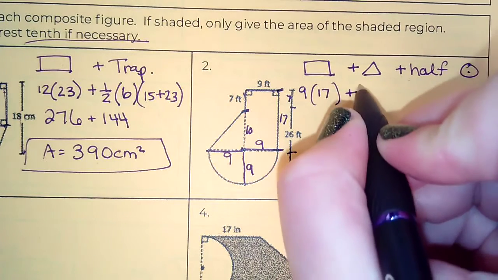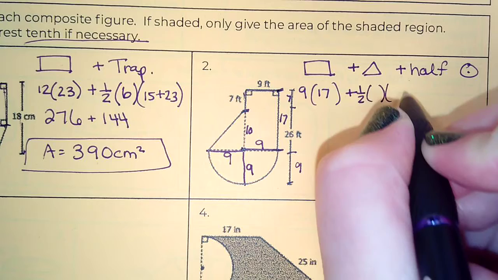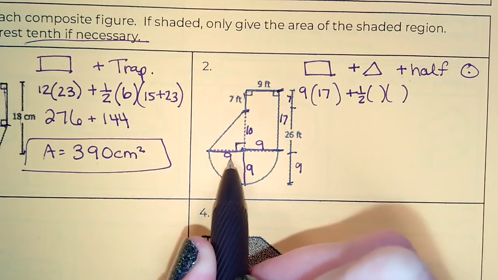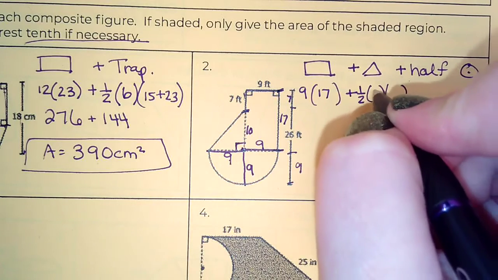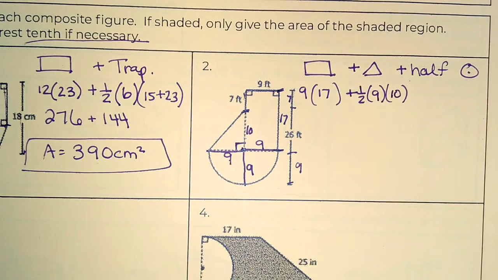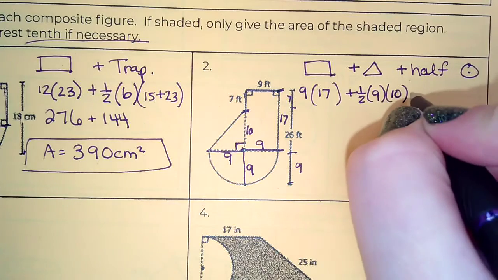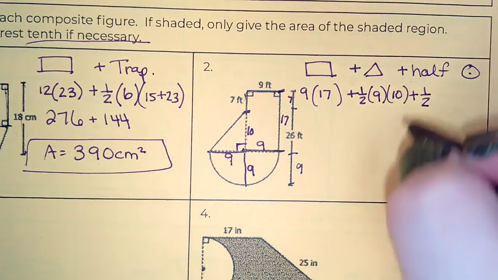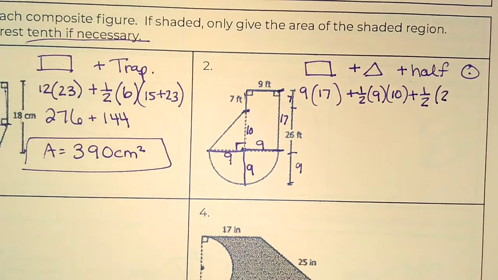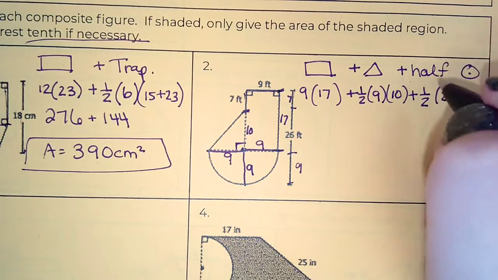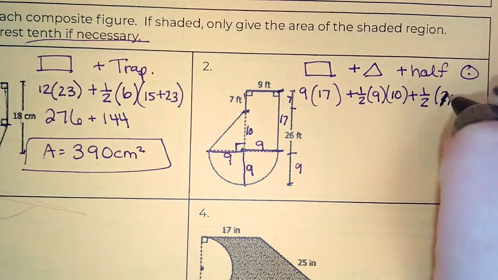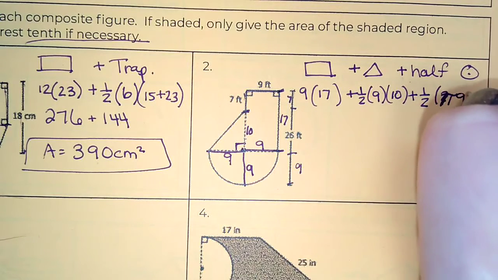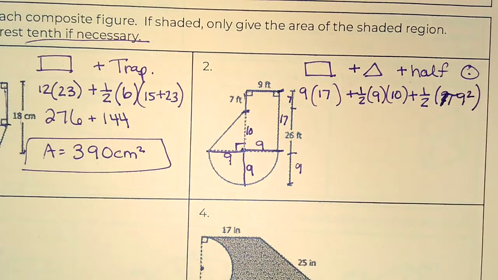So my rectangle is 9 by 17. For my triangle, it's 1/2 base times height. So this is my right angle here. Base is 9, height is 10. Circle, so it's half of the area of a circle. The area of a circle is pi r squared. So it'd be pi, r is radius, which is 9 squared. Let's plug this into our calculator.